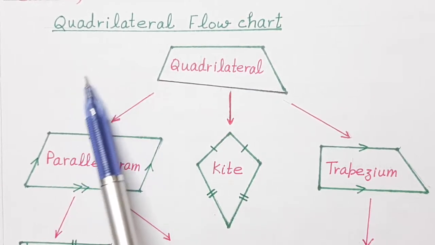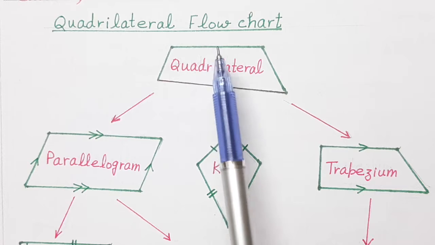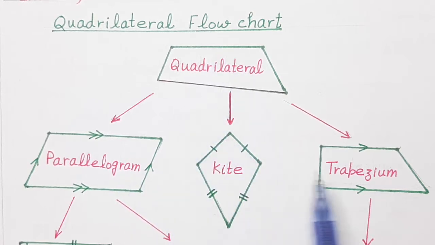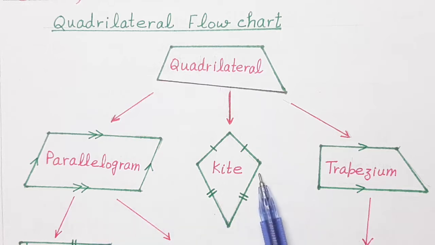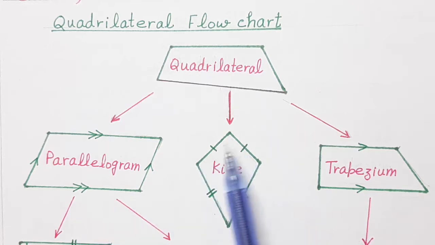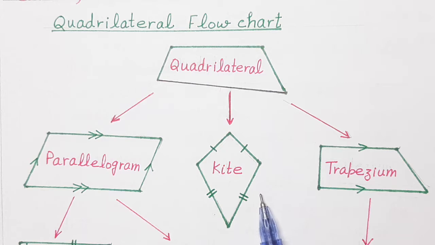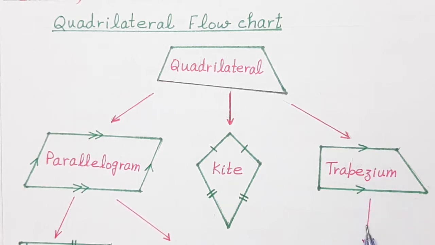Children, we can divide quadrilaterals into 3 categories. The first one is parallelogram, where opposite sides are equal and parallel, right? Then we have kite, where adjacent sides are equal. And then we have trapezium, where only one opposite pair is parallel, right?